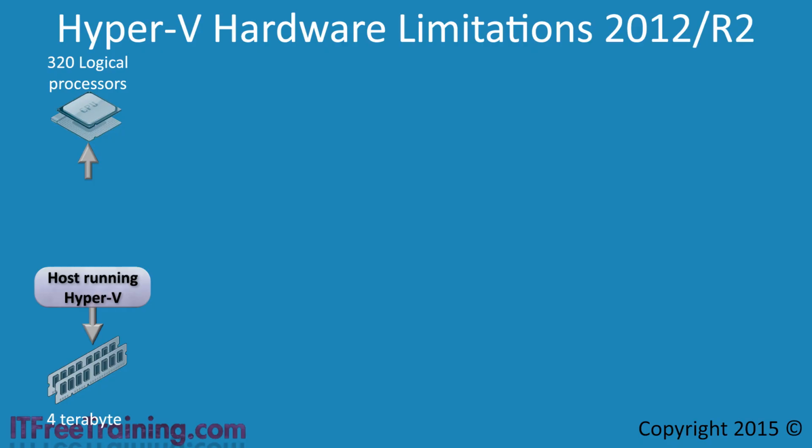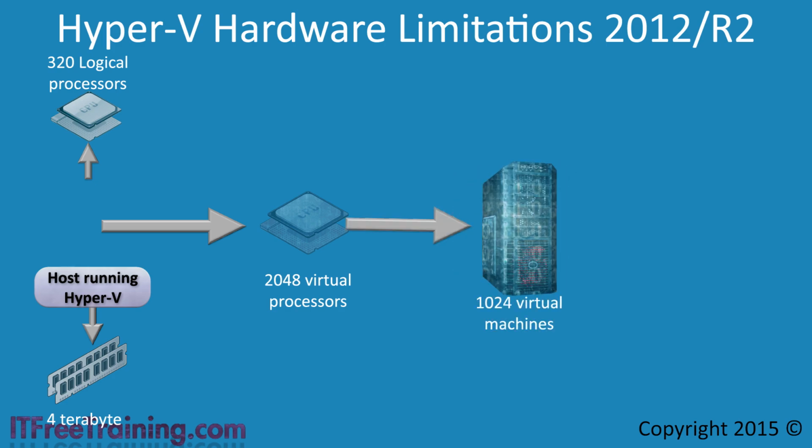So if you are using CPUs with 4 cores, 320 logical processors would allow you to have 80 CPUs in that server. The next limitation is 2048 virtual processors. A virtual processor is seen by the virtual machine just like a physical CPU would be seen by a physical computer. These virtual processors are then assigned to virtual machines, of which Hyper-V can support 1024 of them.